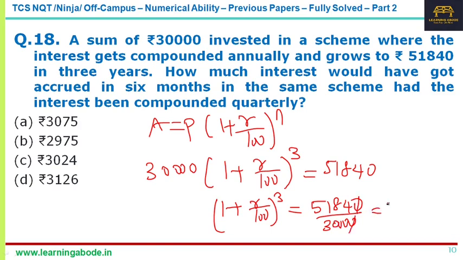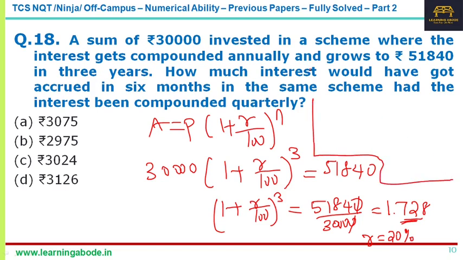So if you solve, you get 1.728. Now we know what 1728 is, which is 12 cube. So the moment we look at it, we can make a guess. You will get r is equal to 20%. Now what is the next part? Suppose for 6 months, compounded quarterly, what will be the 6 months interest? Now that is what we are supposed to find.